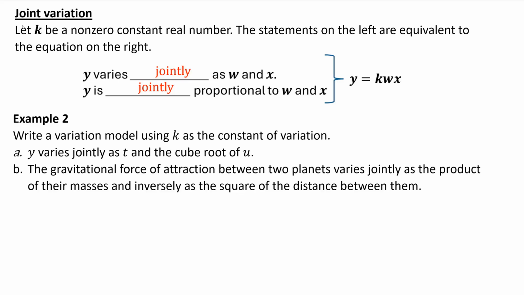Write a variation model using k as the constant of variation. Y varies jointly as t and the cube root of u. So we would set that up: y equals k times t times the cube root of u. The gravitational force of attraction between two planets varies jointly as the product of their masses, so m sub 1 and m sub 2 we could call them, and inversely as the square of the distance between them. So this is how you would set that up.